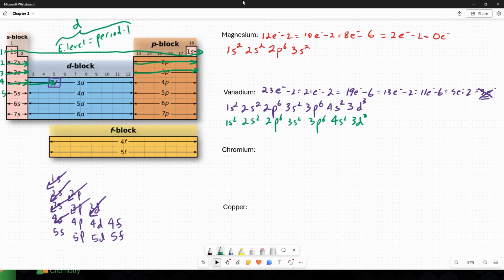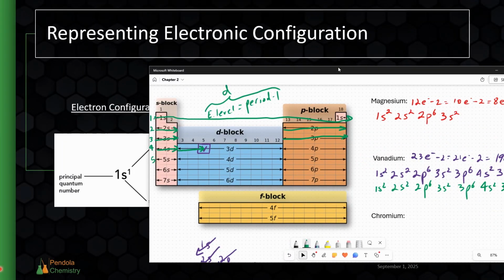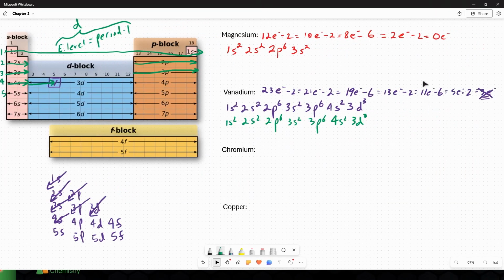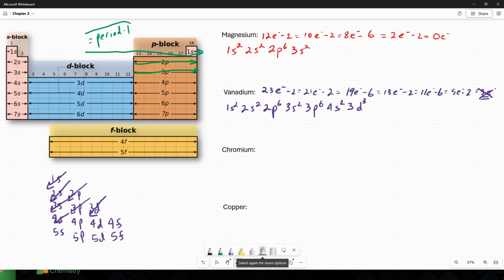So let's look at some other examples. I'm going to go back. We'll do chromium and copper later and you'll see why. Actually, there's one more thing I should have mentioned. Whenever it comes to D block elements, and I'm going to erase here the green just so we have only one per element. Whenever we're looking at D block elements, you'll actually see this written in one or two ways. And either of these two ways is valid, and you can use either of these two ways.